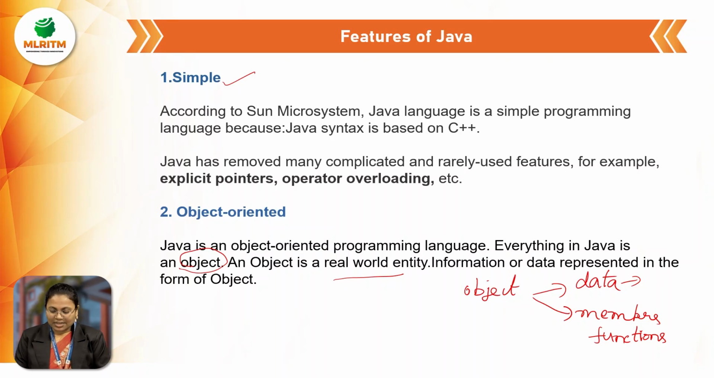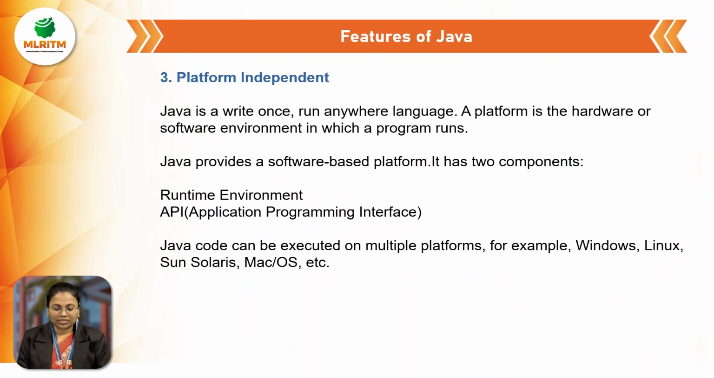So that's why we can say that the Java programming language is an object-oriented programming language, and it also follows OOPS concepts like inheritance, polymorphism, and abstraction. All these concepts are applicable inside the Java programming language.